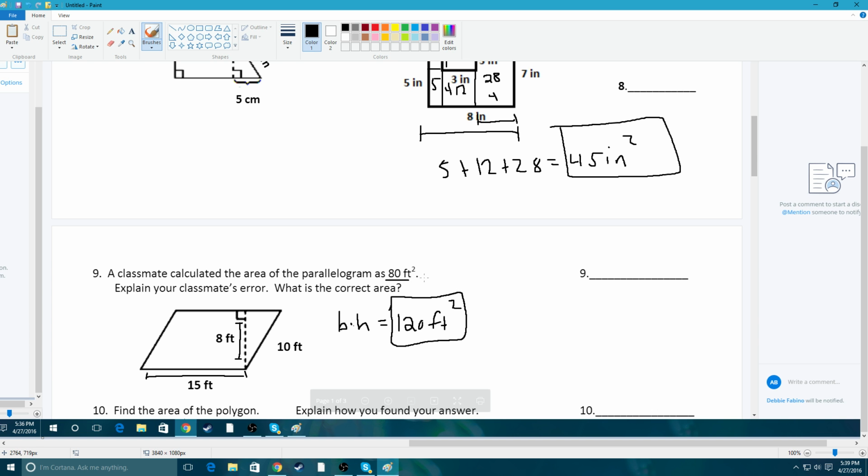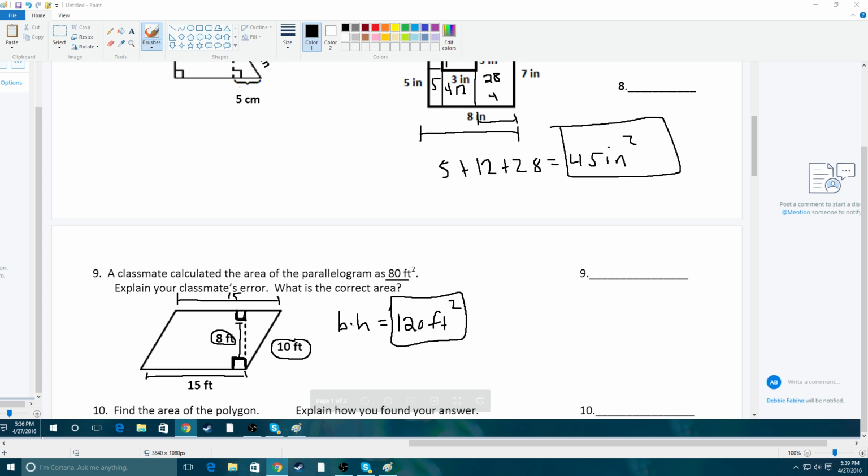The classmate got 80. So what do you think the error they made is? Looks like they multiplied 10 by 8. Okay, the error is they thought 10 was the height. That's not true. Or they thought 10 was the base. Remember, the base and the height always form a right angle. Always, always, always. Like on this side, there's a right angle over here too. If this side's 15, the opposite side is also 15. That statement still holds true. All right.